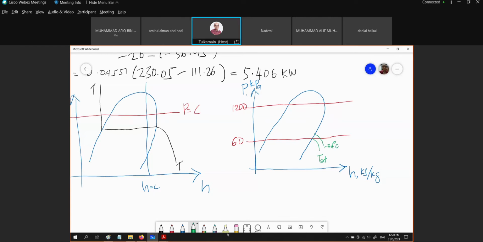And when we look at the condenser outlet, this is our T set. Okay. And then we have our actual temperature going into the throttle valve or outlet of the condenser. This is at 40 degrees C.